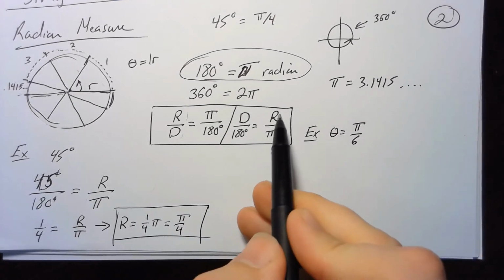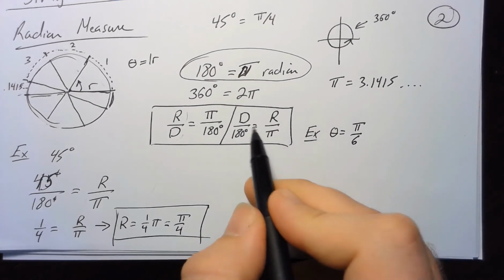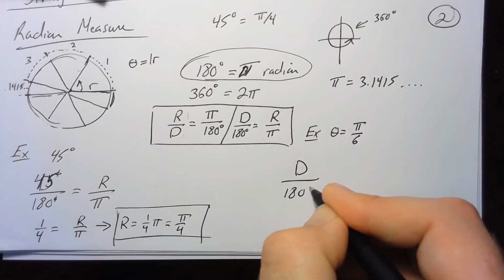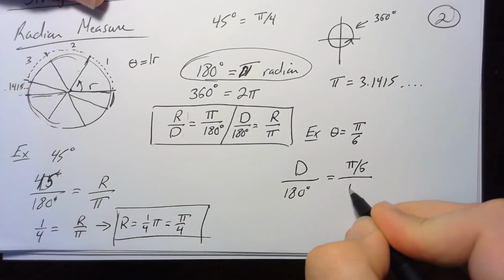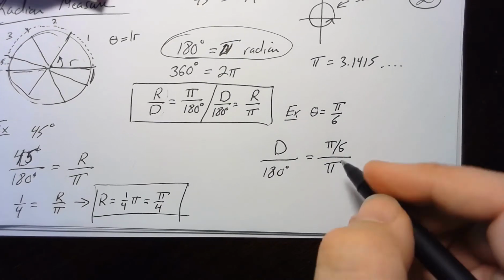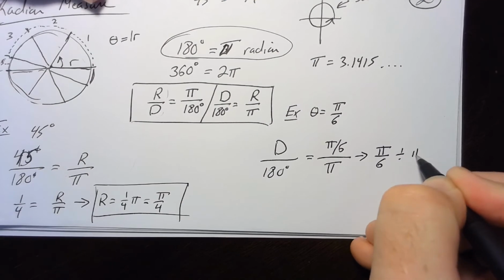Well, again, I'm going to use this formula right here. I'm going to plug the pi over 6 in for my radian measure, and I'm going to solve for d. So in this case, I'm going to have d divided by 180 degrees is equal to pi divided by 6, all divided by pi. Now, if we're real careful with this side, and that's what I'm going to focus on right now, that side ends up being pi over 6 divided by pi.